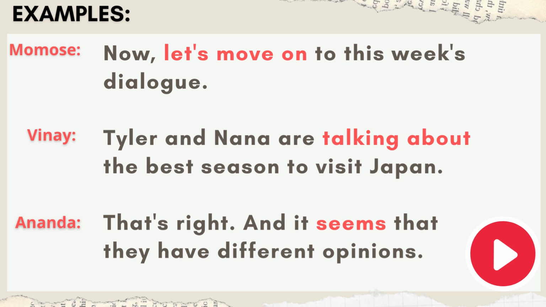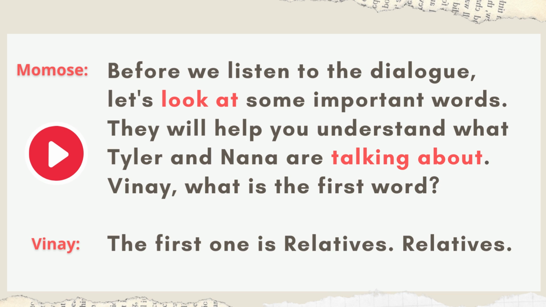Now, let's move on to this week's dialogue. Tyler and Nana are talking about the best season to visit Japan. That's right, and it seems that they have different opinions. Before we listen to the dialogue, let's look at some important words. They will help you understand what Tyler and Nana are talking about.